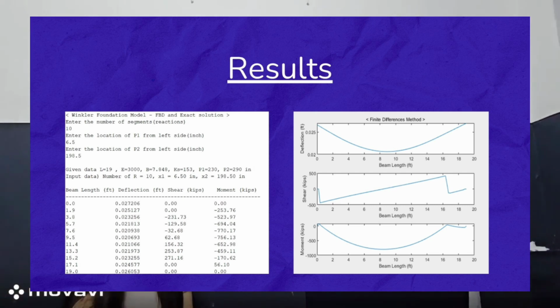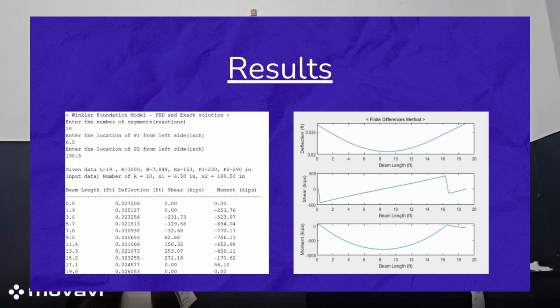The deflection curve is smooth and symmetric, and the shear graph shows a sharp drop at the low point. The moment diagram has a characteristic curve where shear changes rapidly. This confirms that the finite difference method accurately simulates structural behavior when enough segments are used.